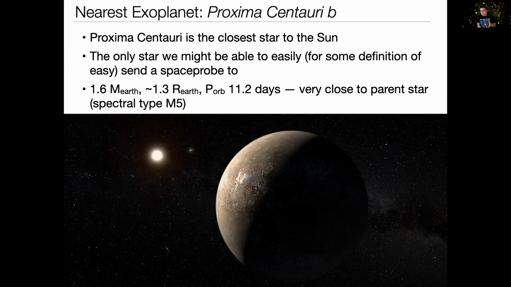But it is the closest star to the sun. And so we have looked and discovered an exoplanet around Proxima Centauri. It's called Proxima Centauri b. And this planet is not that much bigger than the Earth.